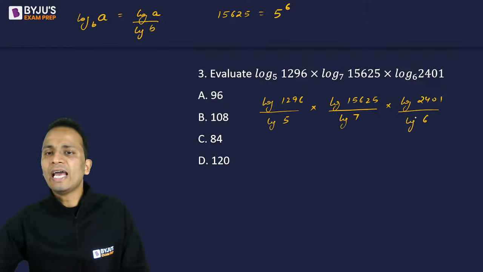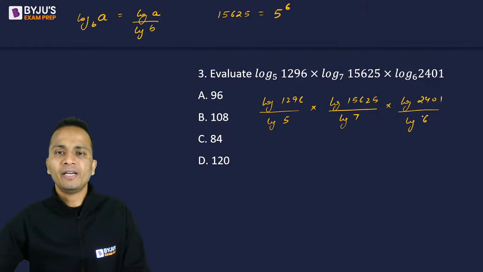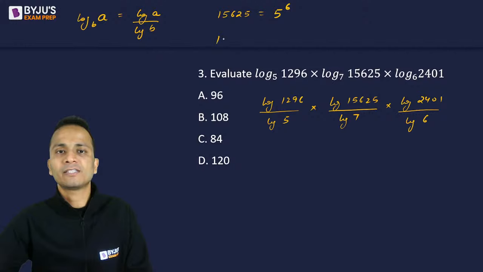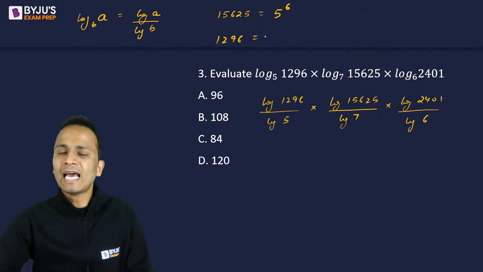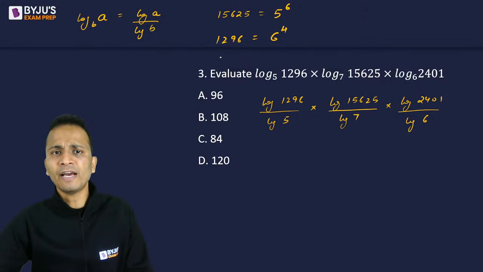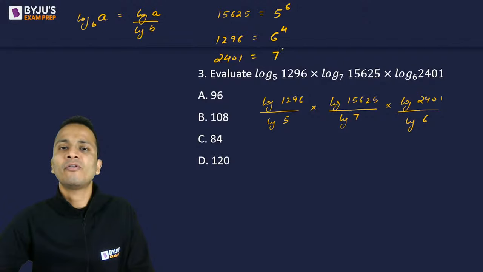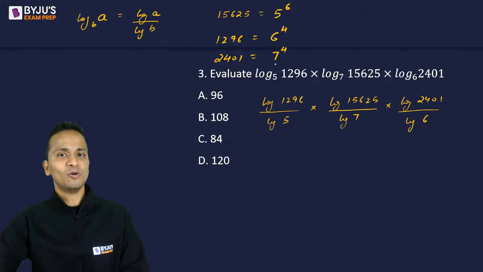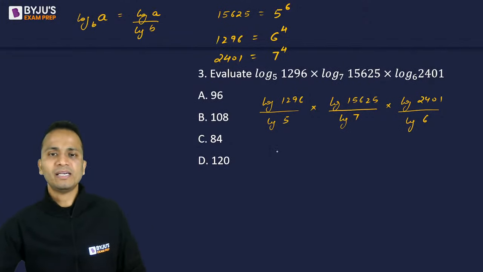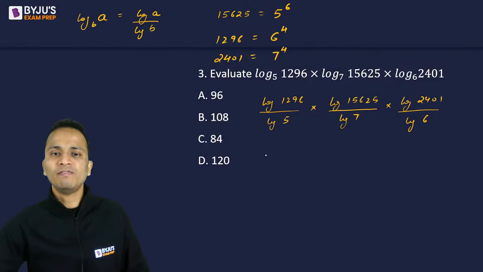Similarly, I have log 6 in the denominator and 1296. 1296 can be written as 6 raised to the power 4. And finally, 2401 can be written as 7 raised to the power 4. ओके सॉर्टेड, बहुत सिंपली अब आंसर आ जाएगा.